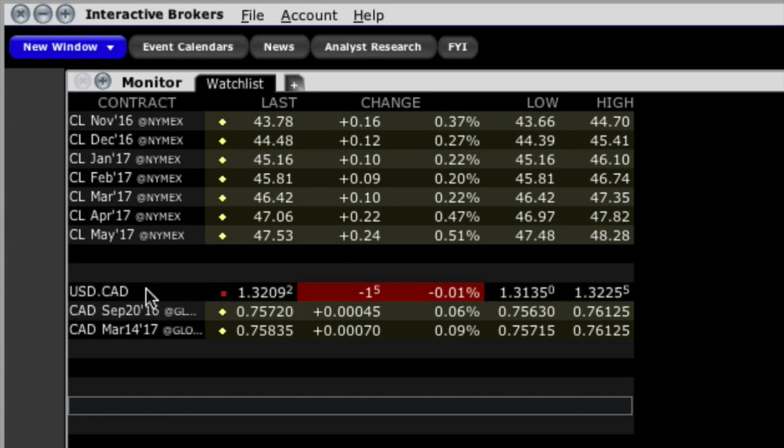This is spot currency, and spot currency trades 24 hours a day, all day long. In fact, these contracts here, they trade 24 hours a day as well on something called Globex. This is NYMEX oil, but at 2:30, when the market closes, CL continues to trade. It trades 24 hours a day. There's not a lot of liquidity at certain times, but it trades 24 hours a day.